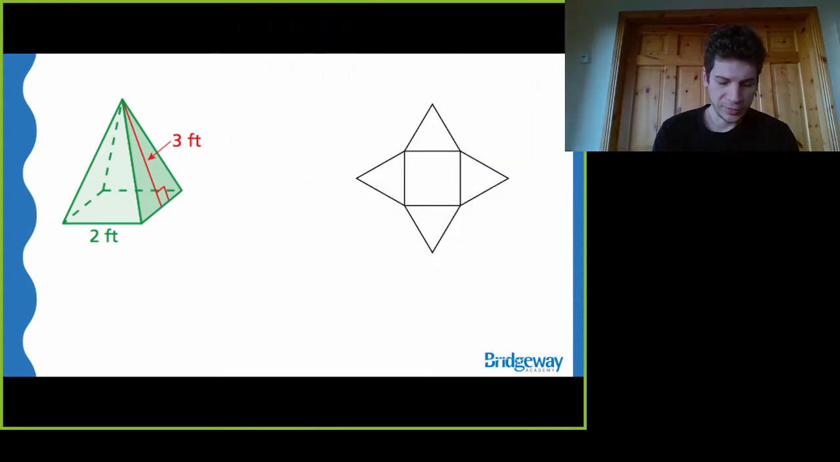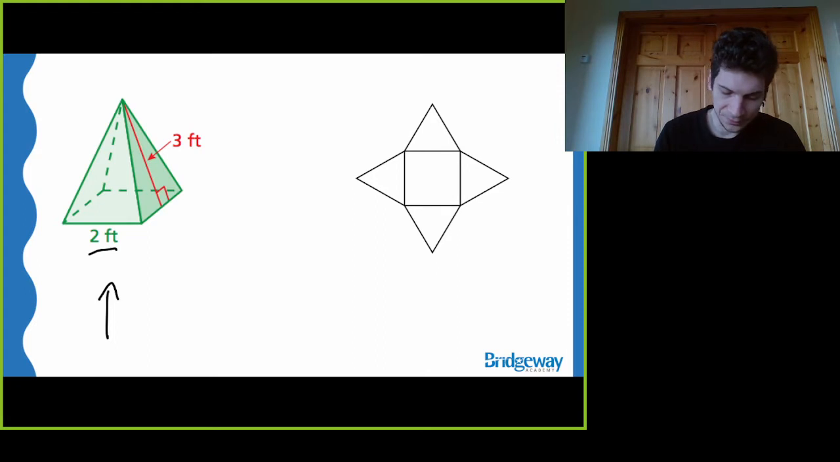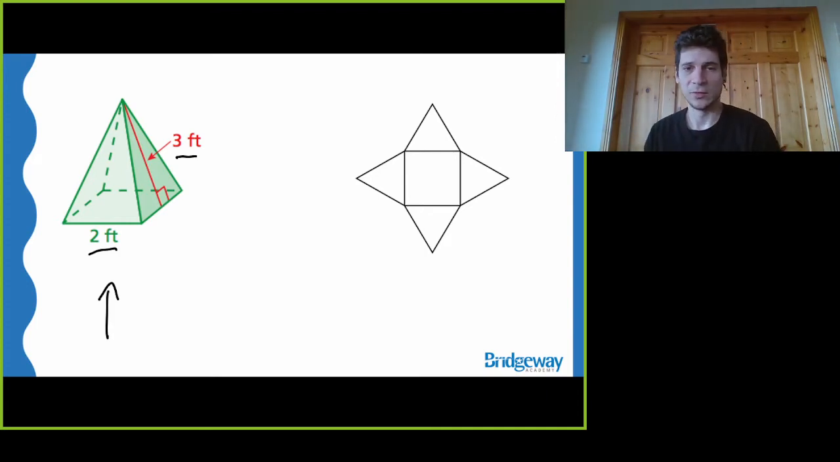Alright, so we have our square pyramid here. We can see that at the base, at the bottom of our square pyramid, it has a length of 2 feet. And if you look at our triangle, we can see here that the triangle has a height of 3 feet. So we're going to use that to hopefully get our area. So let's look over at our net right over here. There it is, our net here.